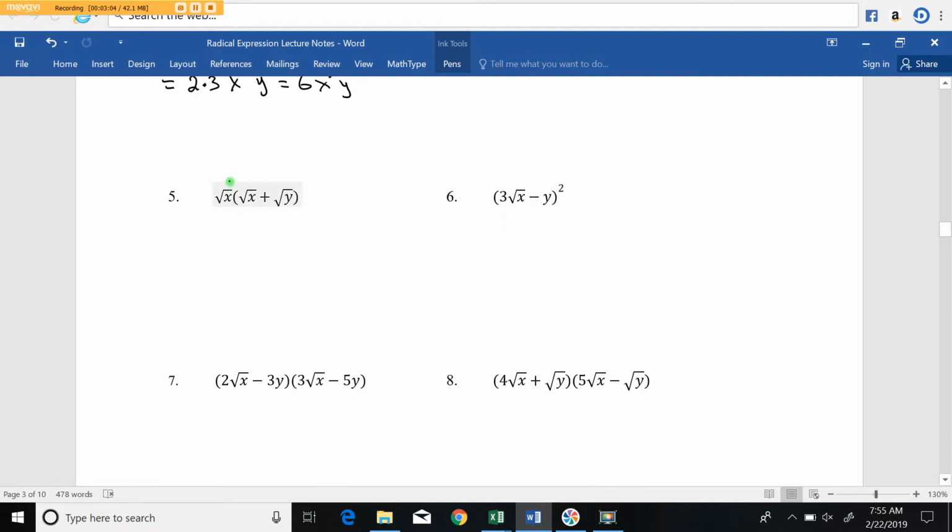All right, let's see, number 5 here. So this product right here can be written square root of x squared. And then this product can be written square root of xy. All right. Square root of x squared is x. Square root of xy, there's really nothing we can do with that, so we'll just leave it alone and move on.